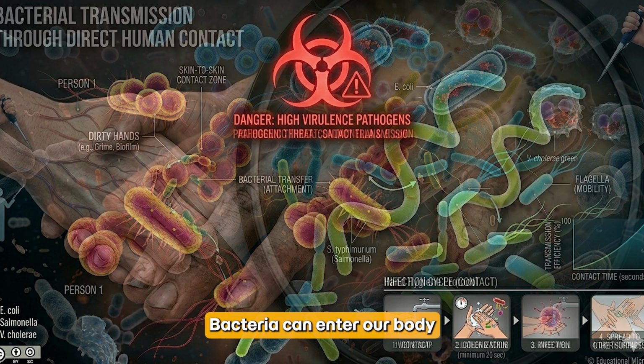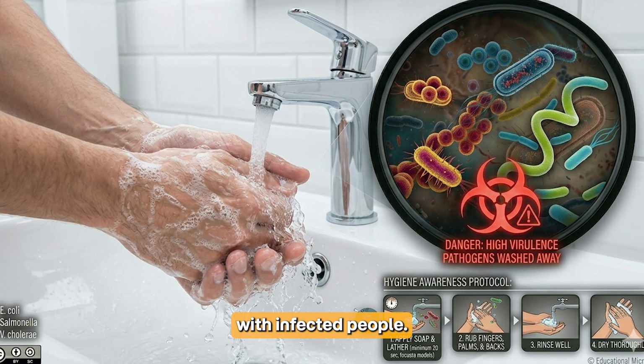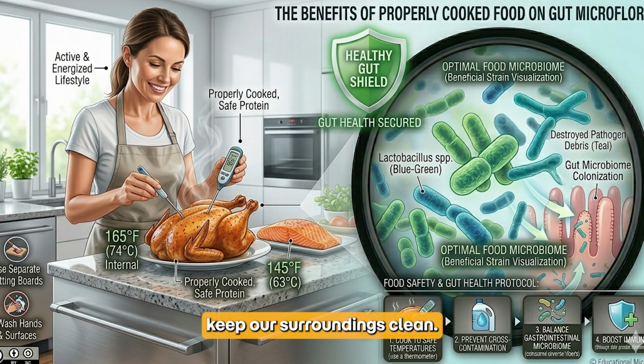Bacteria can enter our body through drinking dirty water, eating undercooked food, dirty hands, and contact with infected people. That is why we should wash our hands properly, drink clean water, cook food well, and keep our surroundings clean.